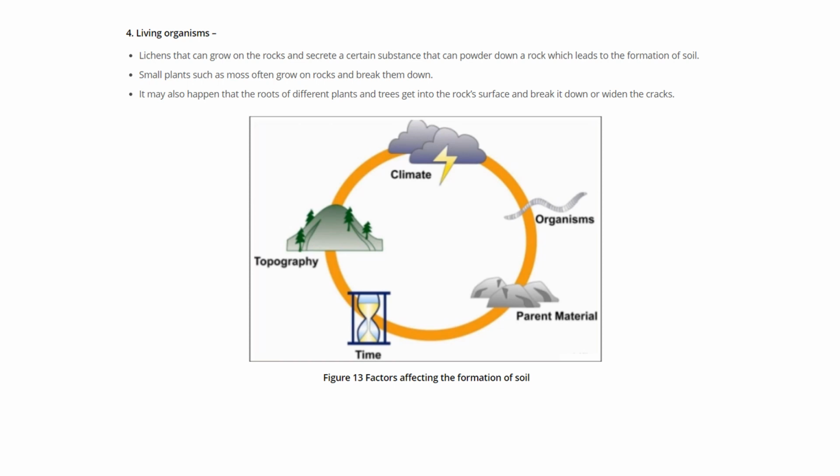And also, the roots of a big tree can penetrate down, right? So they get into the rock surface, break it down, or widen the cracks. So basically, how is soil formed? It's due to the disintegration of rocks into smaller pieces. So all the four factors we learned here do that, whether it is the sun, water, wind, or living organisms like what we spoke about, lichens, moss, or roots of plants and trees. So these are the factors. So it can be climate, organisms, parent material, the time it takes, and also the topography.